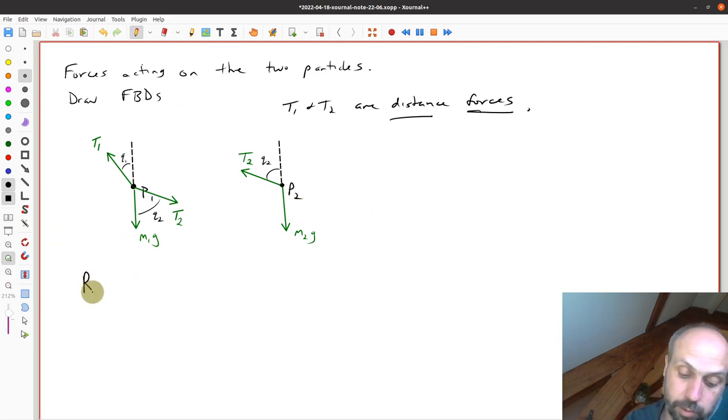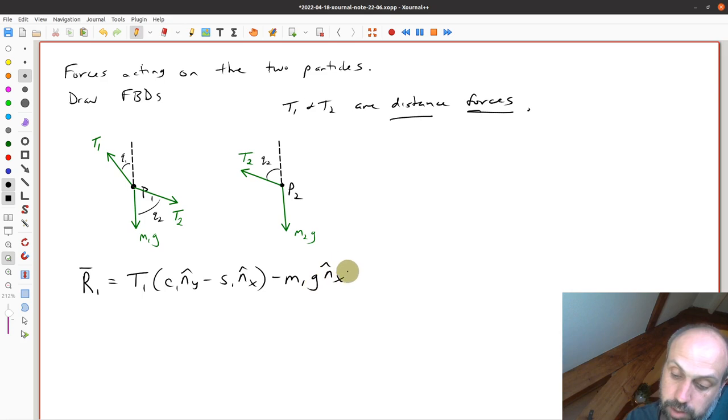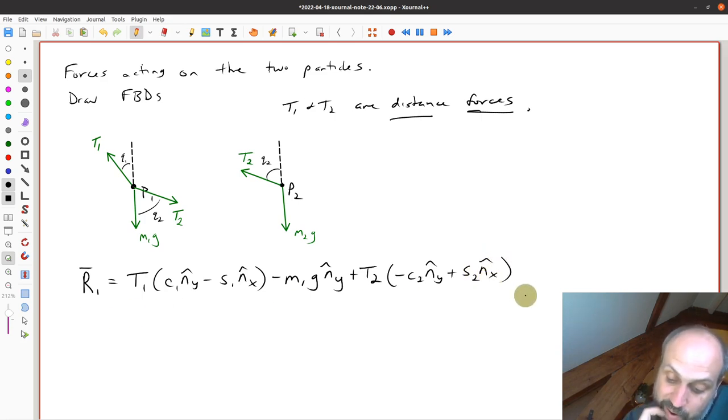We've got all the forces. Let's write the resultant on each particle. So the resultant on particle 1 is going to be that tension force T1 times cosine of q1 in the NY minus sine of q1 in the NX. And then we've got the m1 times g in the negative NY direction, and plus T2 times negative cosine of q2 in Y plus sine of q2 in X. So that's the resultant forces acting on P1, and then the resultant forces acting on P2. We've got the gravitational force in the Y direction, and then the single tension force there, or distance force.